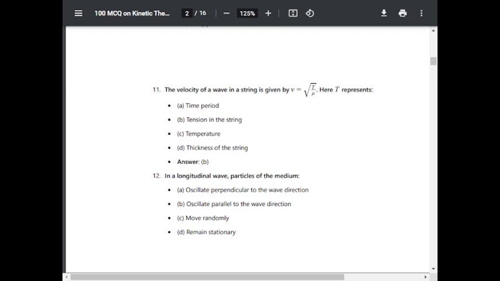V is equal to under root T by mu, where T represents the tension and V is the velocity of a wave in a string, is given by V is equal to under root T upon mu. Option A: time period. Option B: tension in the string. Option C: temperature. Option D: thickness of the string. The correct answer is B, tension in the string.